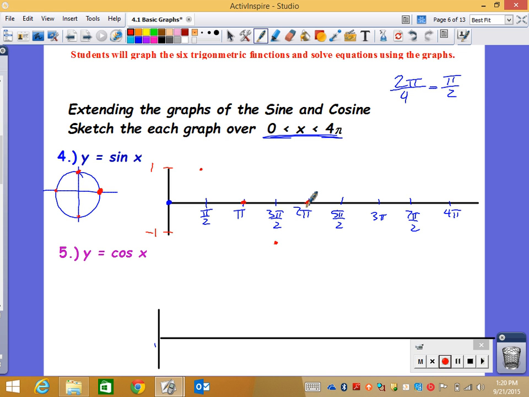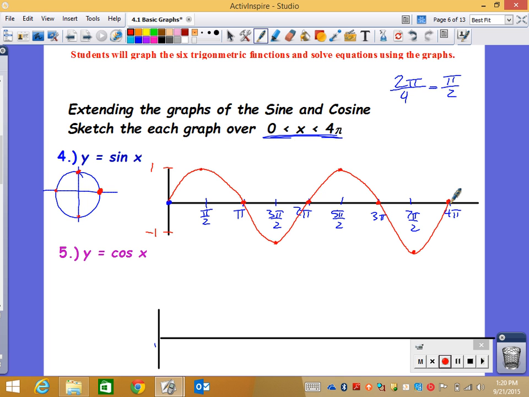Then we keep going around a second time around the unit circle. 5 pi over 2 is again straight up, one full time around plus a quarter of a circle, so it has a y value of 1. 3 pi is straight left with a y value of 0. 7 pi over 2 is straight down. And then I'm back at 4 pi. And remember, it's a wave action, so we connect it with a smooth curve. And now that is 2 full periods of sine of x.